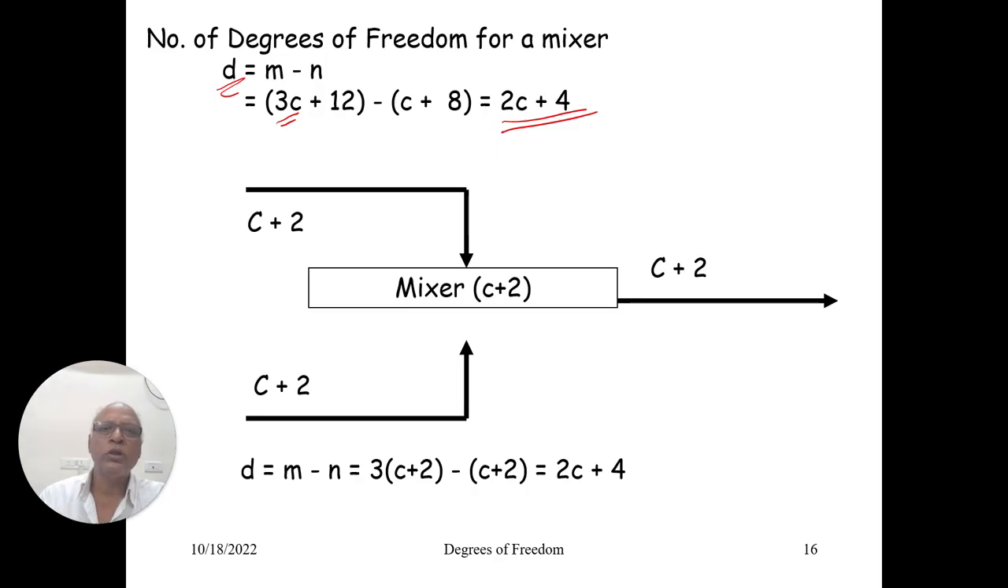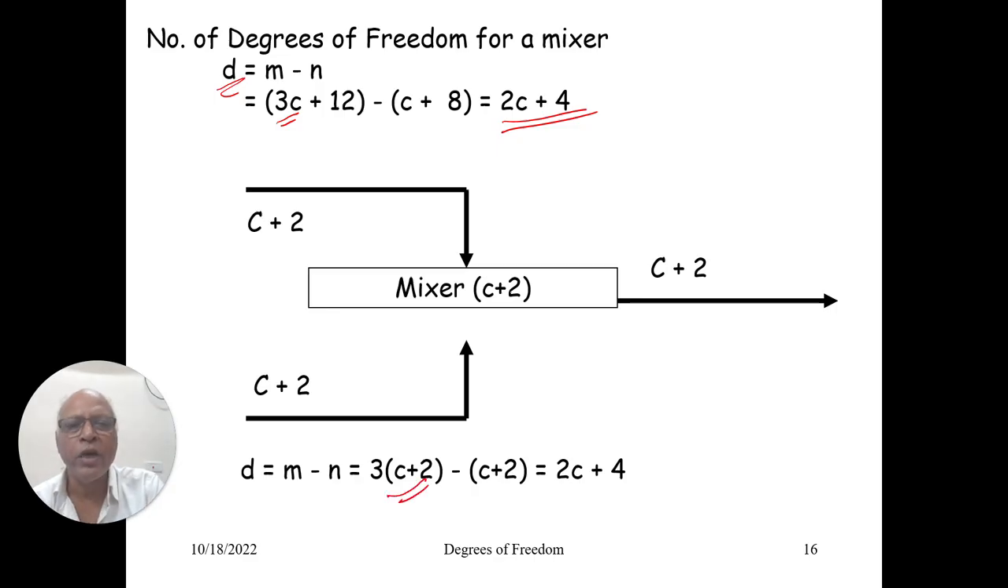From now onwards, we will not be doing this kind of elaborate analysis, but I am going to suggest a shortcut. Now you have a mixer. We already know the number of degrees of freedom associated with each stream is equal to C plus 2, right? So what is the total number of variables involved? 3 into C plus 2, right? So that's what I am taking.